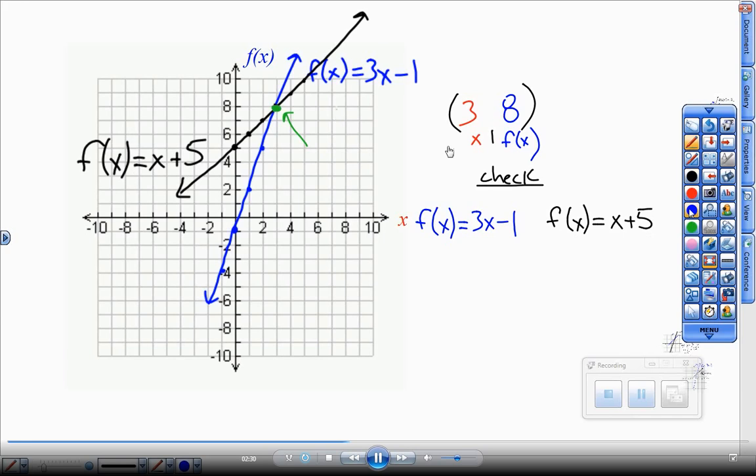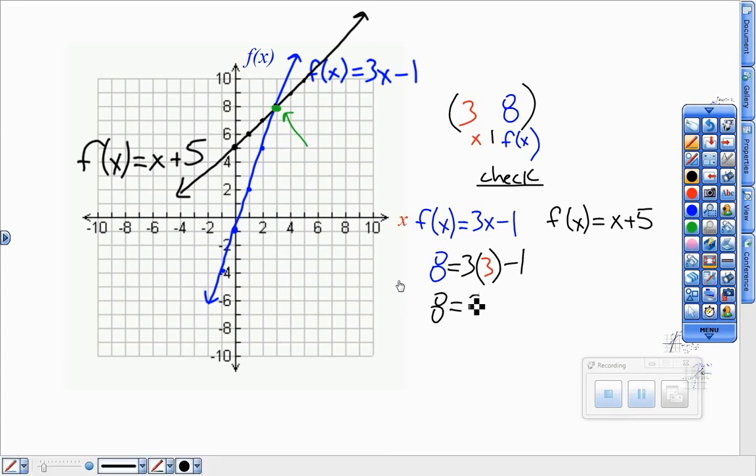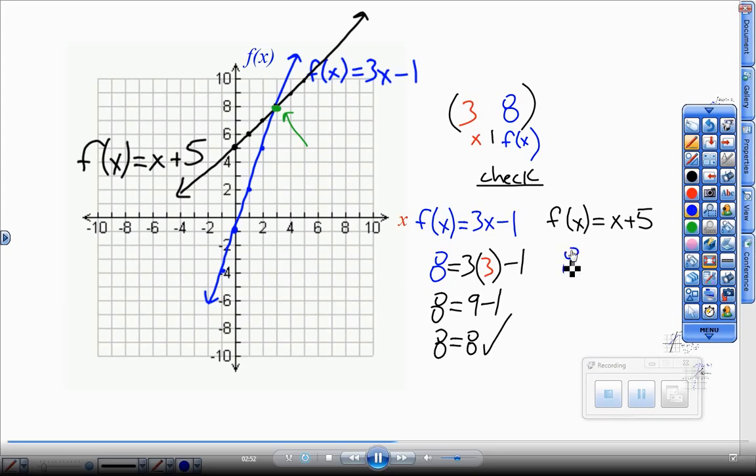I'm going to replace 8 into the f of x, and I'm going to leave this 3 alone, but where x is, I'm going to put this 3. And then minus that 1. This gives me 8 equals 9 minus 1 equals 8, so 8 equals 8. That is a true statement. Over here, plug in 8 for f of x and 3 for x. Gives me 8 equals 3 plus 5. Another true statement. It showed this point, 3, 8, satisfied both these equations, this system of equations.